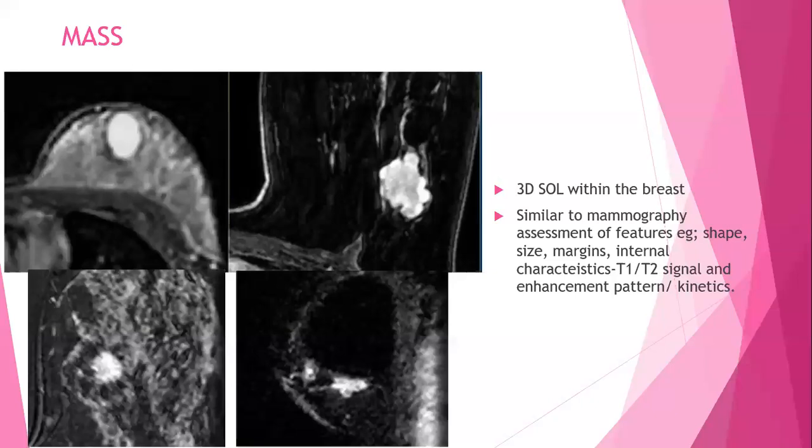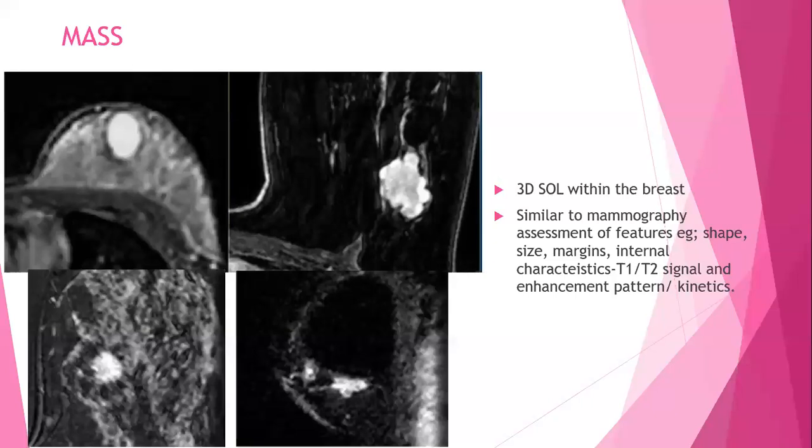And also we do assessment of the kinetic curves, where you want to see if this is a mass that rapidly takes contrast and rapidly washes out, which then puts it at a higher category of probability of being malignant. If you have progressive enhancement, then you're talking of a likely benign mass, or one which enhances and then has a plateau, then you're looking at a mass that is in between.